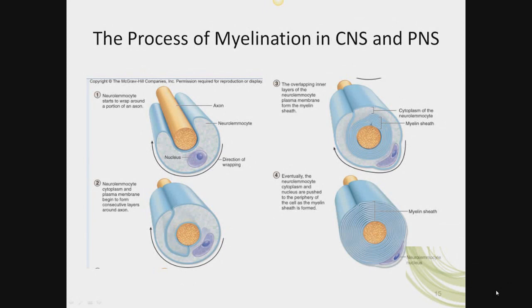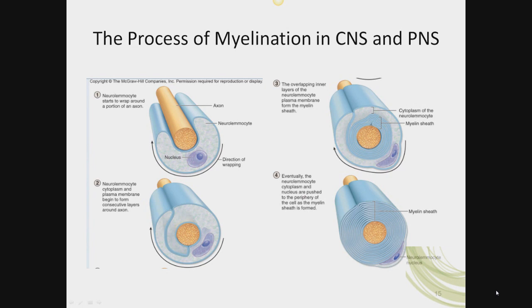Actually, I prefer the analogy of taking a tube of toothpaste that's halfway empty and you push all the contents of the toothpaste to the neck of the tube, and then you curl up the flattened portion of the tube. So all the toothpaste squished over to the neck of the tube, to me, represents the cytoplasm and the nucleus of the neurolemmacyte being squished out to the periphery.